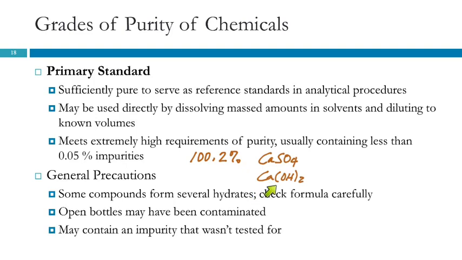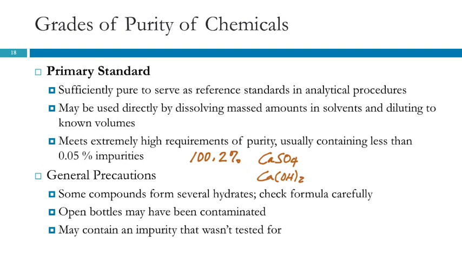calcium hydroxide is going to weigh less than the calcium sulfate. And so it's generally the presence of other compounds in there that have lower molar masses that are going to cause you to have that above 100%. So you don't want to go more than 0.05% below, but no more than 0.05% above either.